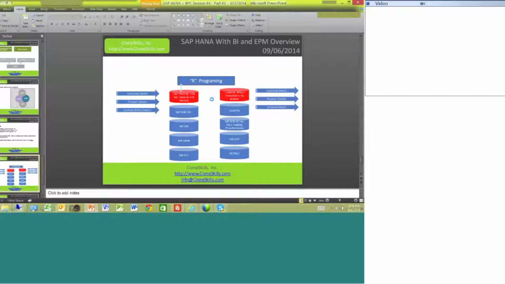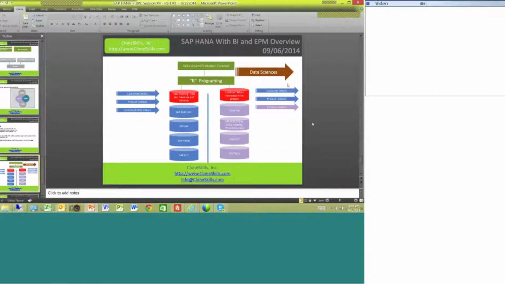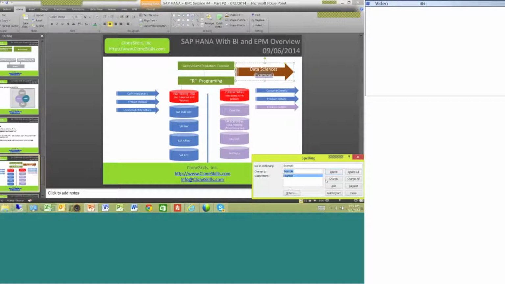All right, so this is what I call data sciences, using large data sets. This is just an example. Keep in mind it is just an example, so there could be many different things.